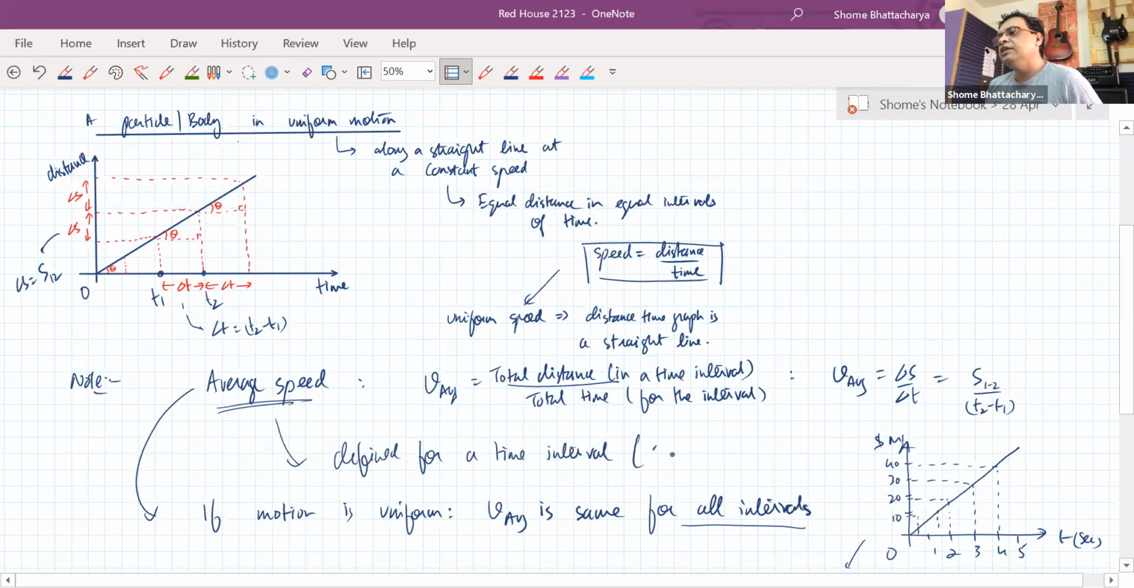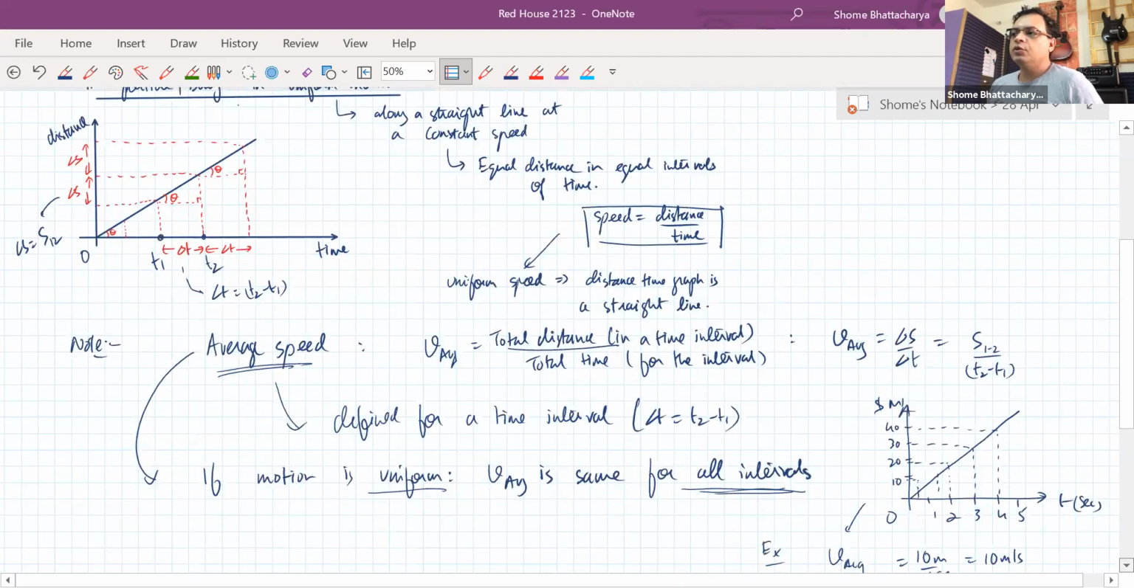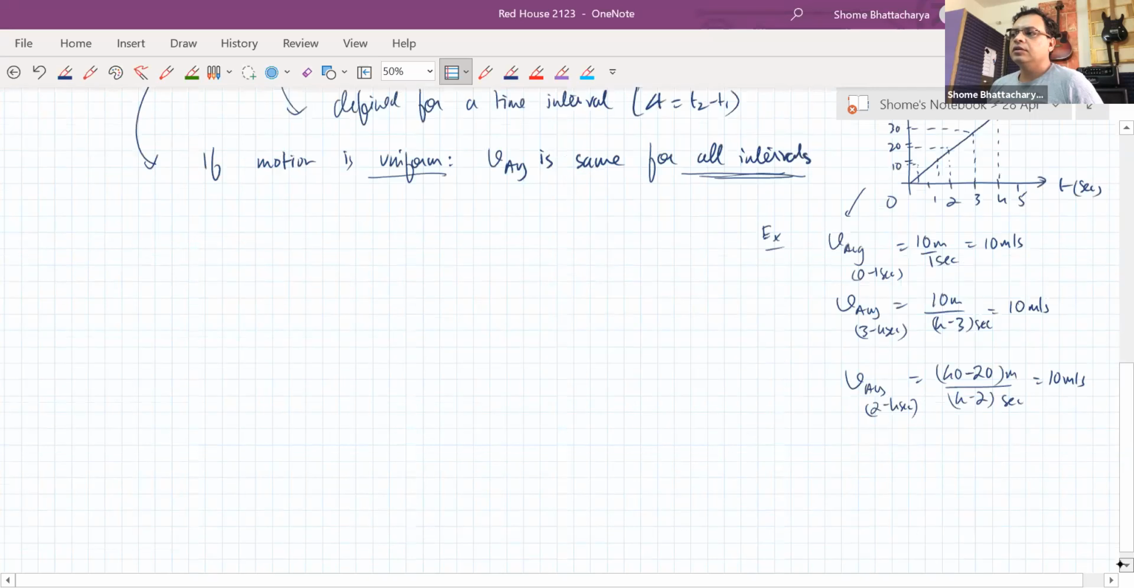Let's say delta t, which is some final time minus initial time. But in the case of uniform motion, it is the same for all intervals. Okay. So that is about average speed in uniform straight line motion. Now let's talk about instantaneous speed.